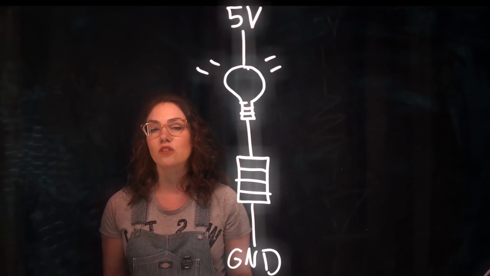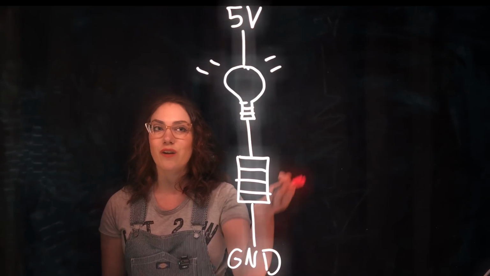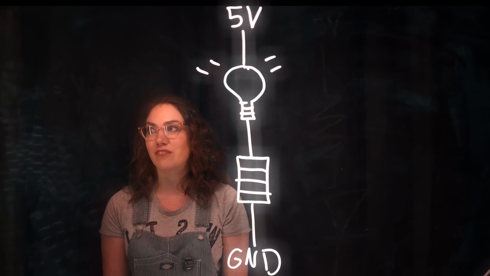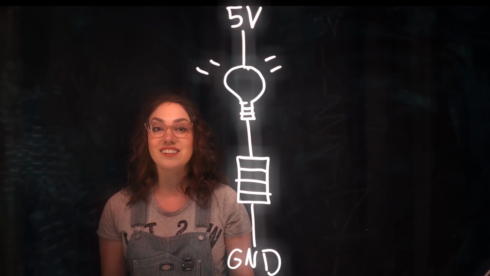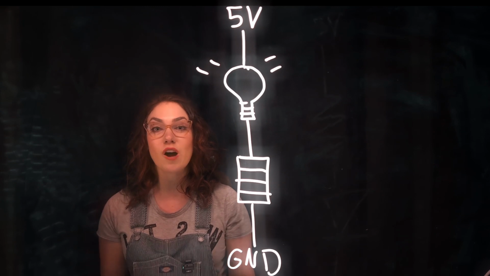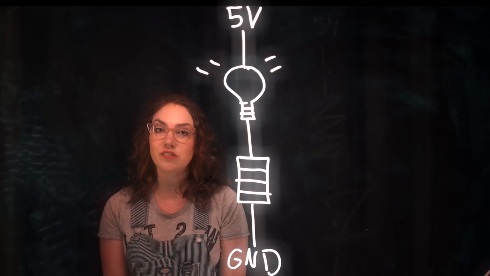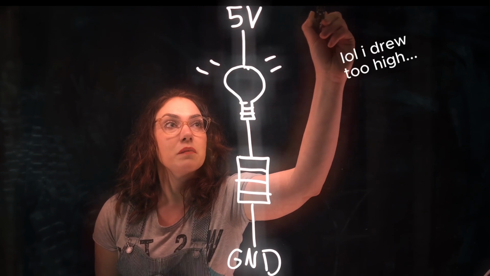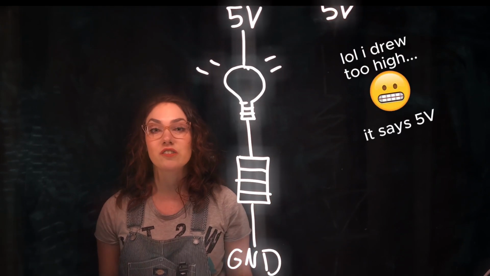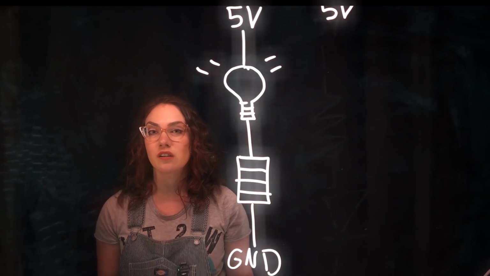But am I really going to use my artistic talents to draw an incredibly detailed light bulb like that every single time I draw a circuit? Absolutely not. I'm lazy. Luckily, there's a better way. Let's redraw this circuit using the universal language of electronics. We start at 5 volts. This remains the same.